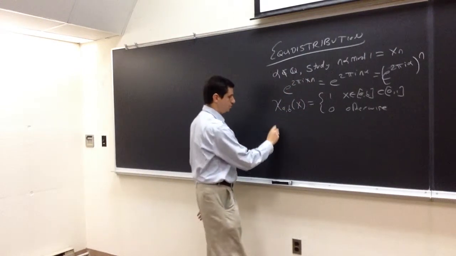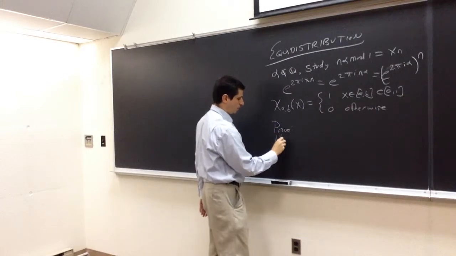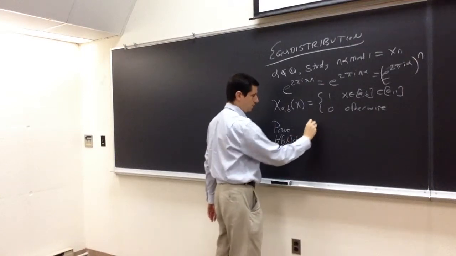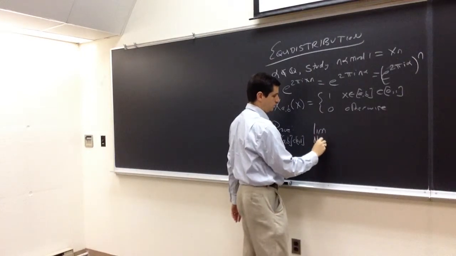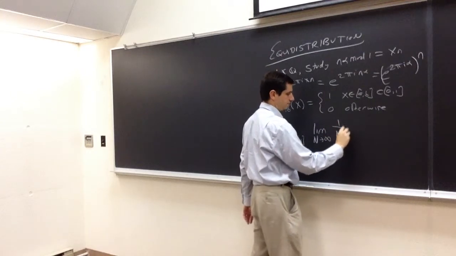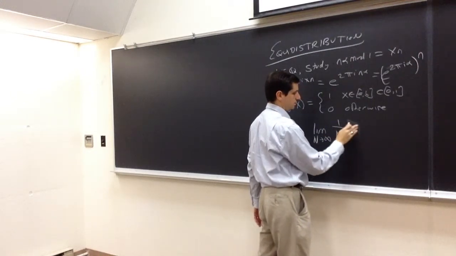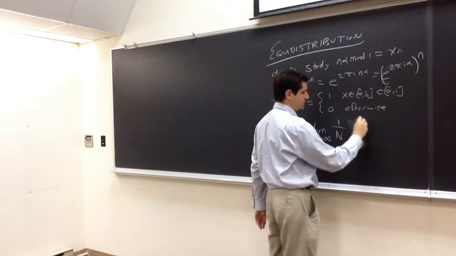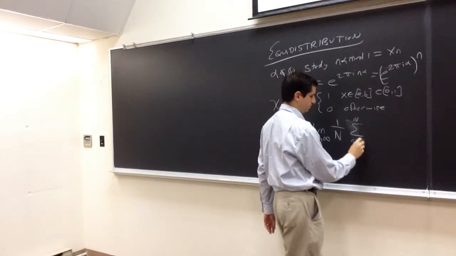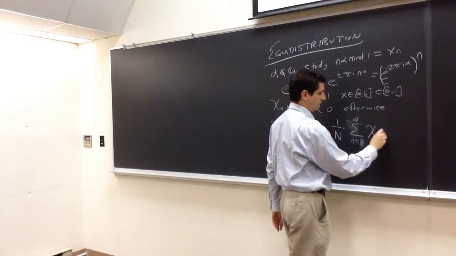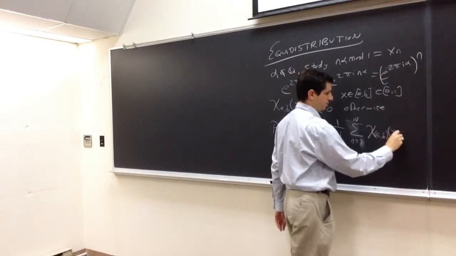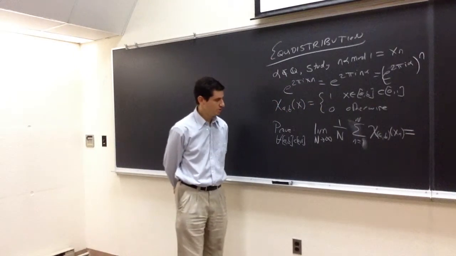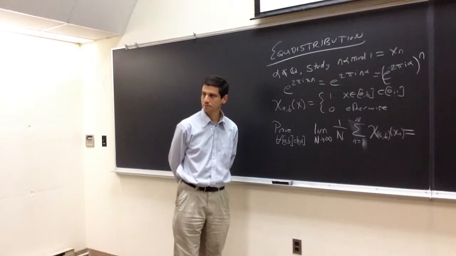So what we need to do is prove that for all a, b contained in [0, 1], the limit as n goes to infinity of 1 over n times the sum, n goes from, let's see, I'll do 0 to n, well, I guess 1 to n, of chi_ab of x_n. What should that equal? If we're equidistributed, what should that equal? b minus a.